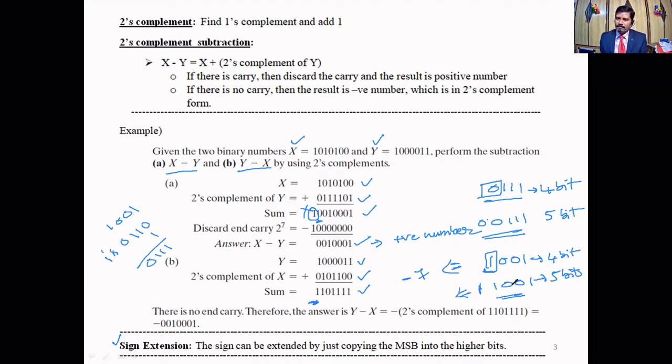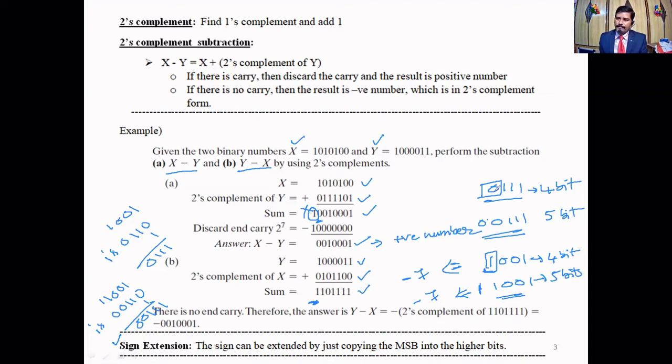What is the value of this one? 11001. What is the 1's complement here? 00110. 2's complement, we add 1. So 00111. That is 7. So this is also minus 7. That means if we add any number of ones, that value is minus 7 only. We can just extend. Okay.